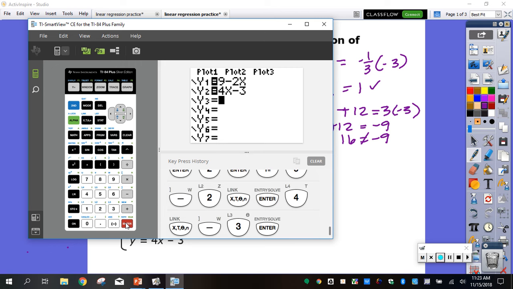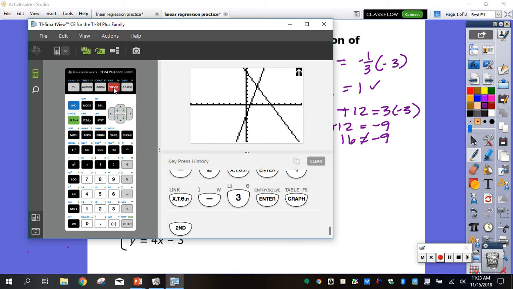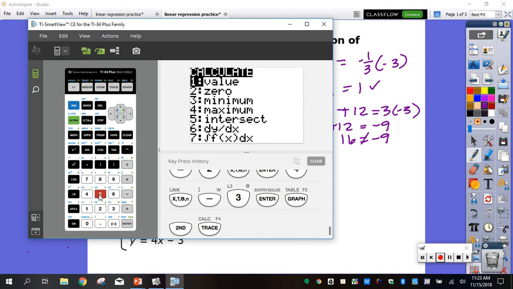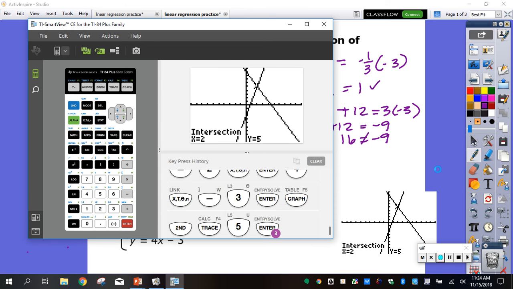equation. And then if I graph, I should see where they cross. If I don't, I have to adjust my window. But if I see where they cross, I can go through these steps to calculate the intersection. So second, calculate, option 5, and then hit enter 3 times. And it gives me the intersection of 2, 5.